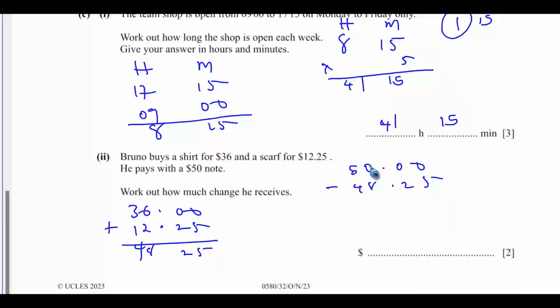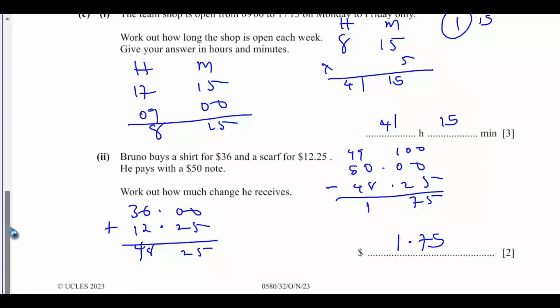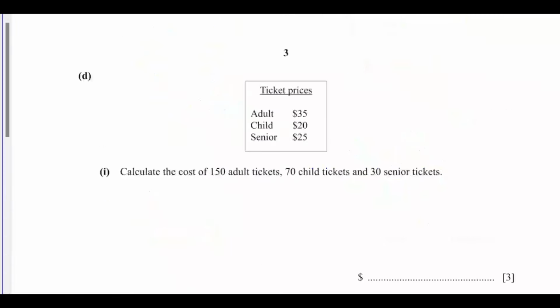You need to borrow $1, and $1 is equivalent to 100 cents. So you put 100 here, so you're left with 49 here. 100 subtract 25, that will give you 75 cents. $49 minus $48 will give you $1. So our answer is $1.75. So we can write $1.75. So let's go to the next question.